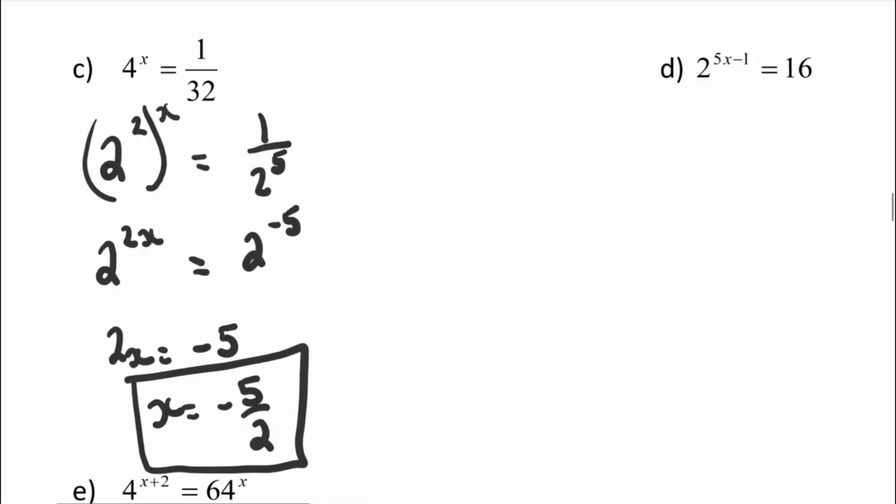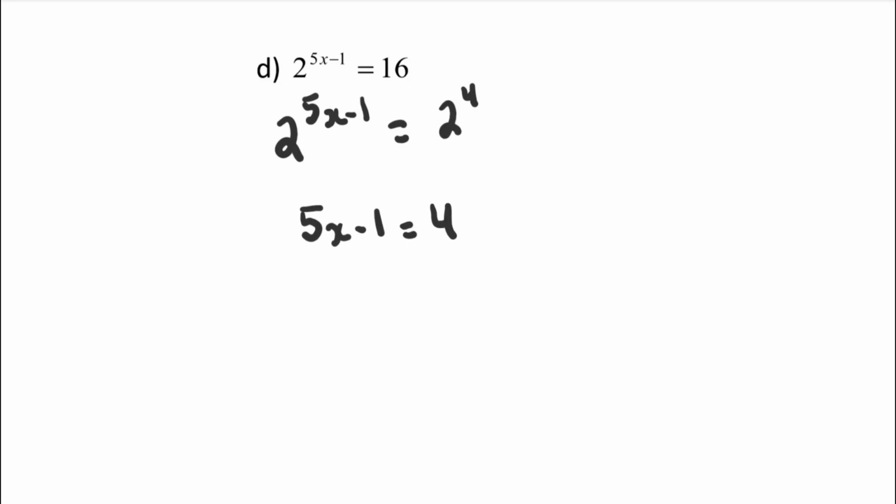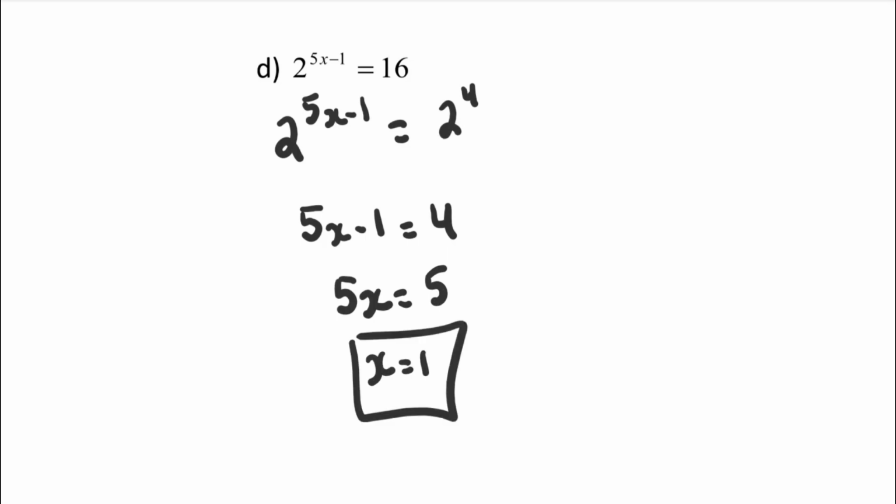Okay, let's try D. So we have 2 to the power of 5x minus 1 is equal to 16. Again, the 16 can be rewritten as 2 to the power of 4. So we're going to write that. So it's going to be 2 to the power of 5x minus 1 is equal to 2 to the power of 4. Now we can drop the bases, and so this is 5x minus 1 is equal to 4. Add 1 to both sides. We can now get 5x is equal to 5, which means that x must be 1. Okay? So again, it's all about using your base laws. It's all about understanding how to get the same bases and stuff like that.